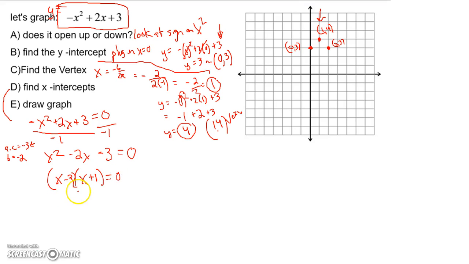And now we can simply use our zero factor property to say that x minus 3 equals 0, x plus 1 equals 0. x is going to be equal to positive 3, and x is going to be equal to minus 1. So the points are actually 3, 0, and minus 1, 0, graphically. Now we just have to put those on the graph. 3, 0 is right here, and minus 1, 0 is right here.